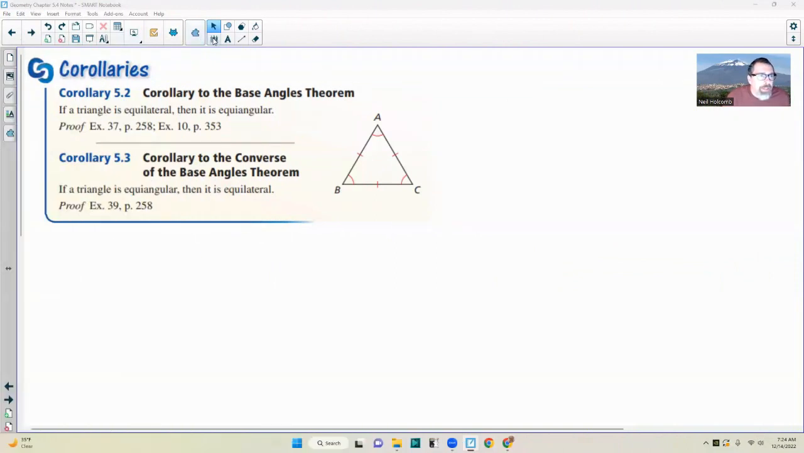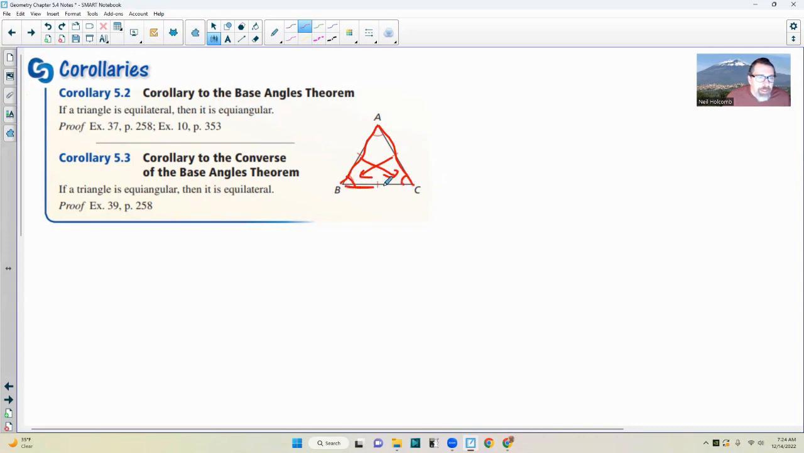Okay, so then we're going to take a little break from examples, and here's a corollary. 5.2, corollary of the base angles theorem. If a triangle is equilateral, then it is equiangular. So in other words, here's side AB, here's side AC. Since the sides are congruent, that forces the opposite angles to be congruent.